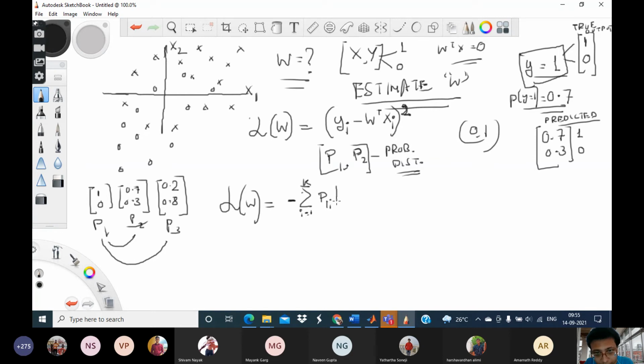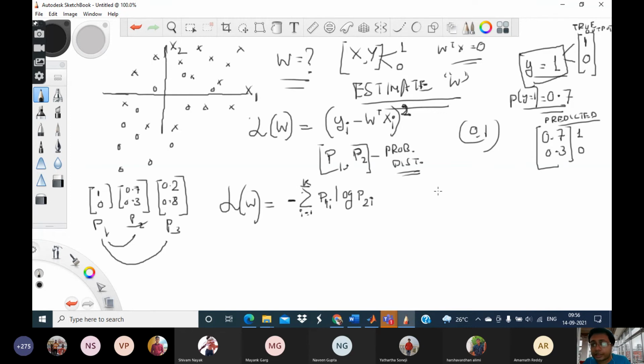P1 log P2... Now what is K? K is the set of possible values which this random variable can take. In this case, of course, it is 1 and 0. So in general, for any random variable which takes K values, each of these probability distributions P1 and P2 will have K different values. So this is the way I have defined the cross entropy function.